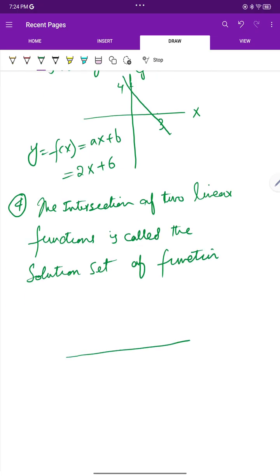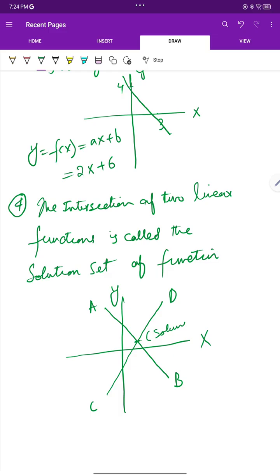So if you have two straight lines like a and b, this is the first linear function, and the second one goes this way, c and d. So these are the two functions. So this is the solution set, and that's your answer.